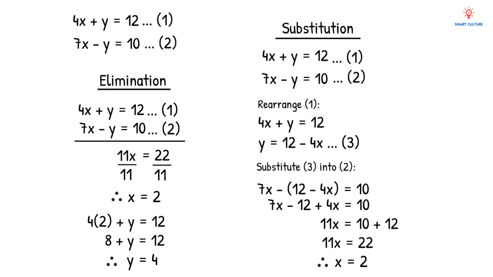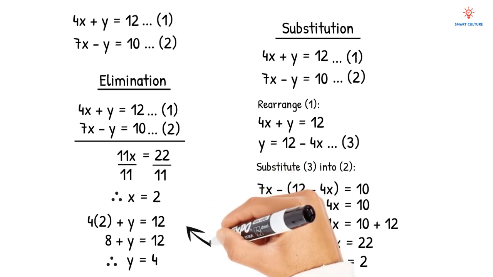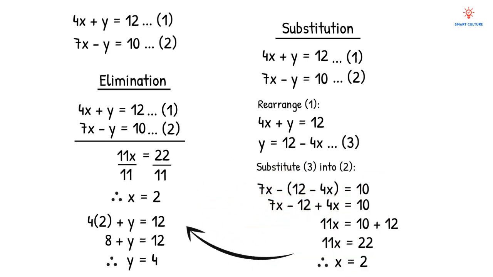Now that we have the value for x, we can determine the value for y. So what we do is we sub in the value for x into any one of the two equations. But in this case, we'll use equation 1. Then we have 4 multiplied by 2 plus y is equal to 12. 8 plus y is equal to 12. Y is equal to 12 minus 8, and that is equal to 4. So y is then equal to 4.